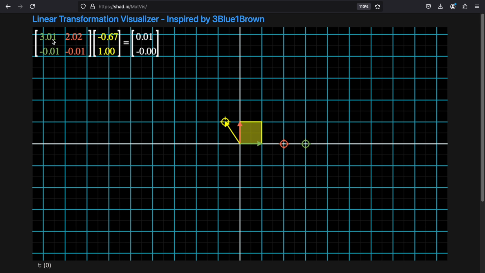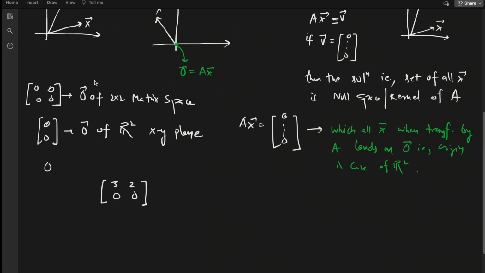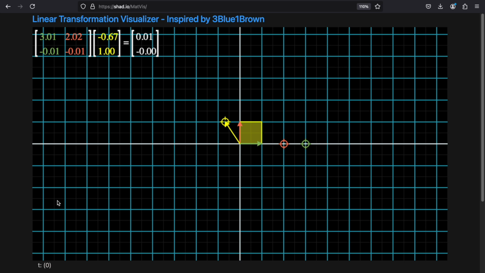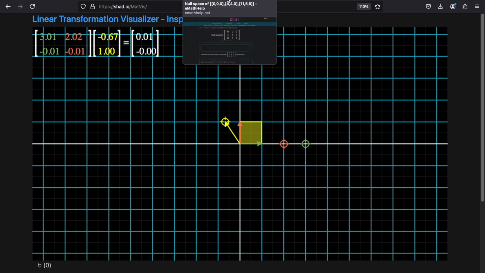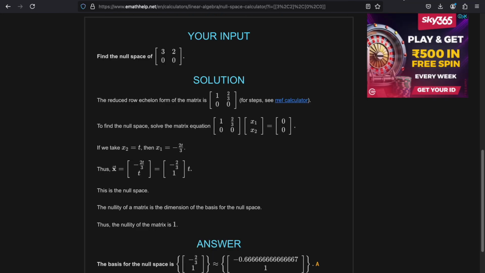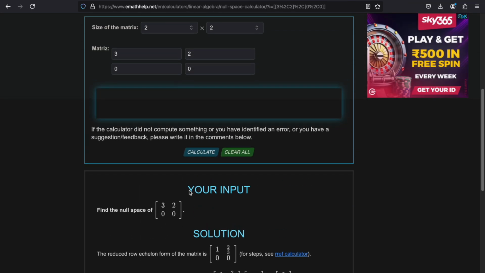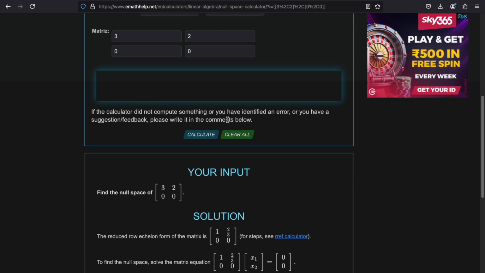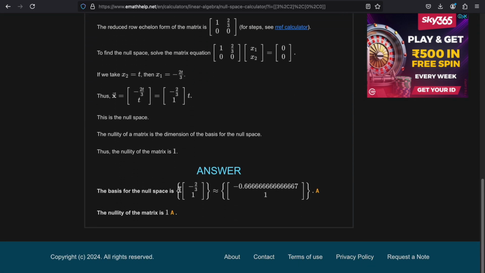All right. So first of all, we can also directly calculate the null space of a matrix. There is a tool; I will share it in the link. In this tool, you can simply enter the matrix, this 3 0 2 0 2 by 2 matrix, and then you can calculate. It will give you the null space.